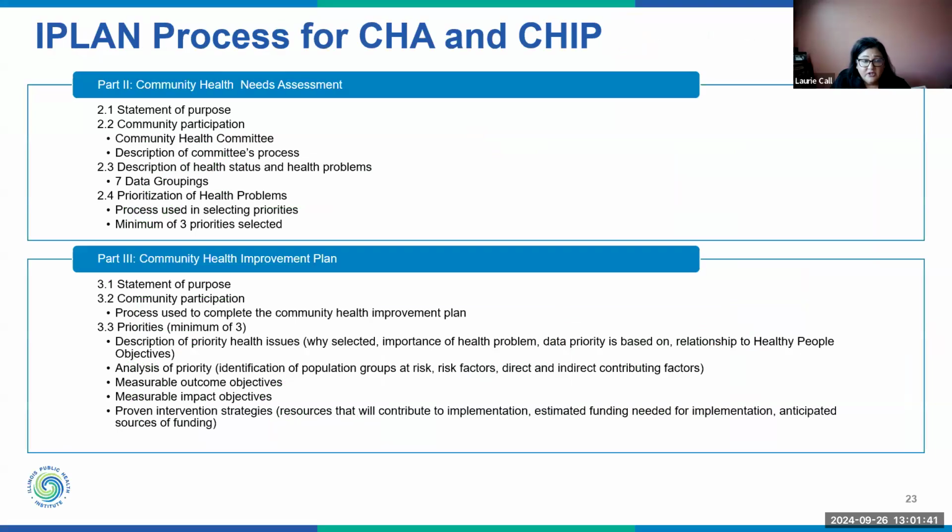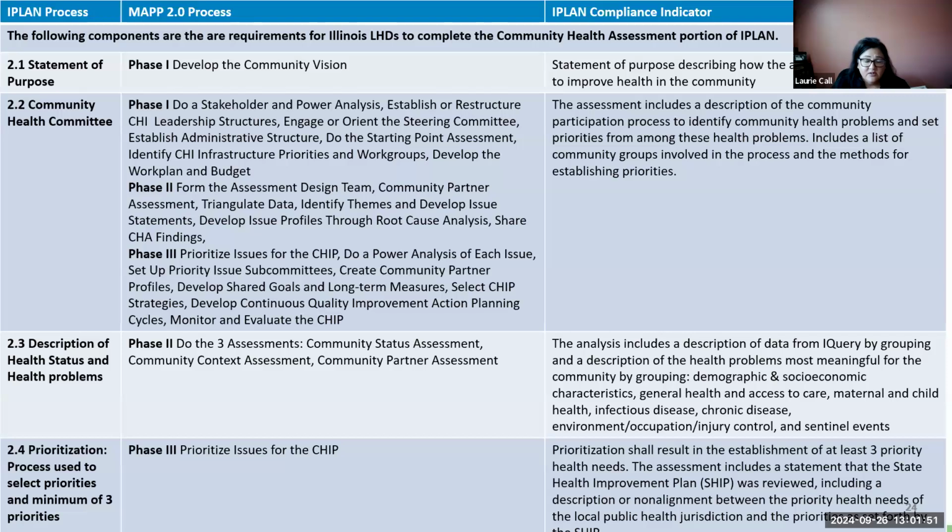This is just a picture of the high level of an IPLAN process. And again, I put this in here for your reference later. We won't spend time on it today. And I've also included this crosswalk that shows in the first column the high level IPLAN process. The second column is where there are activities that are similar to that throughout the MAPP process. So it may not be in the community health assessment. It may be in the community health assessment and the community health improvement plan portion, or in the building the foundation. It could be in any phases of MAPP.